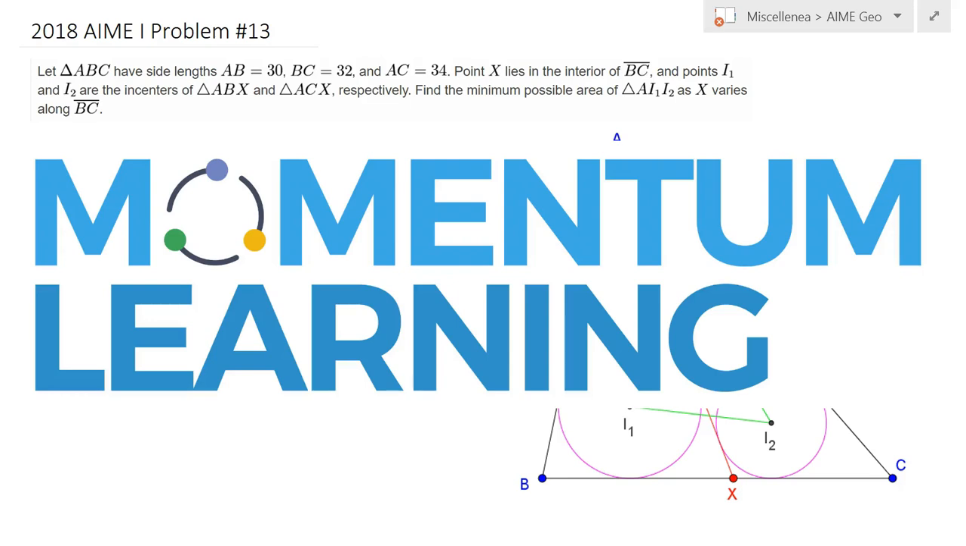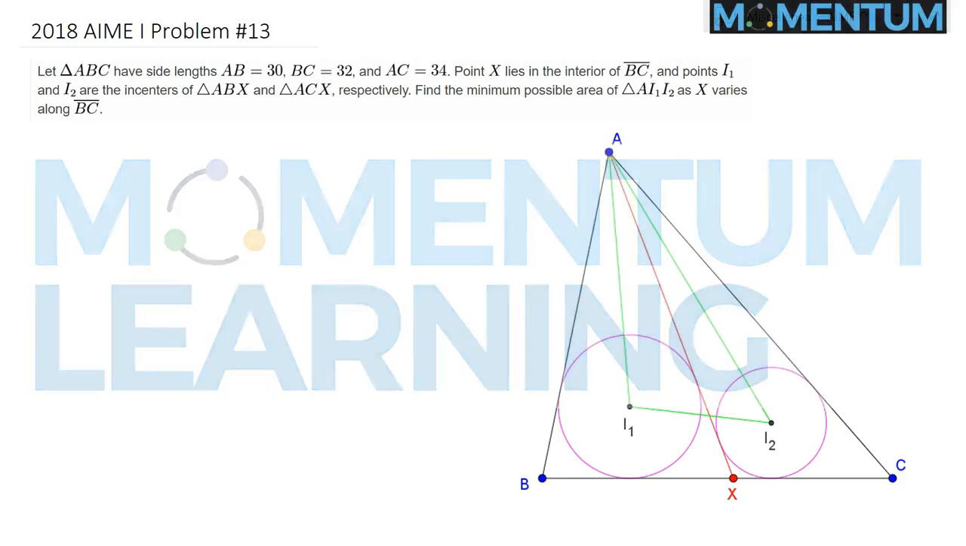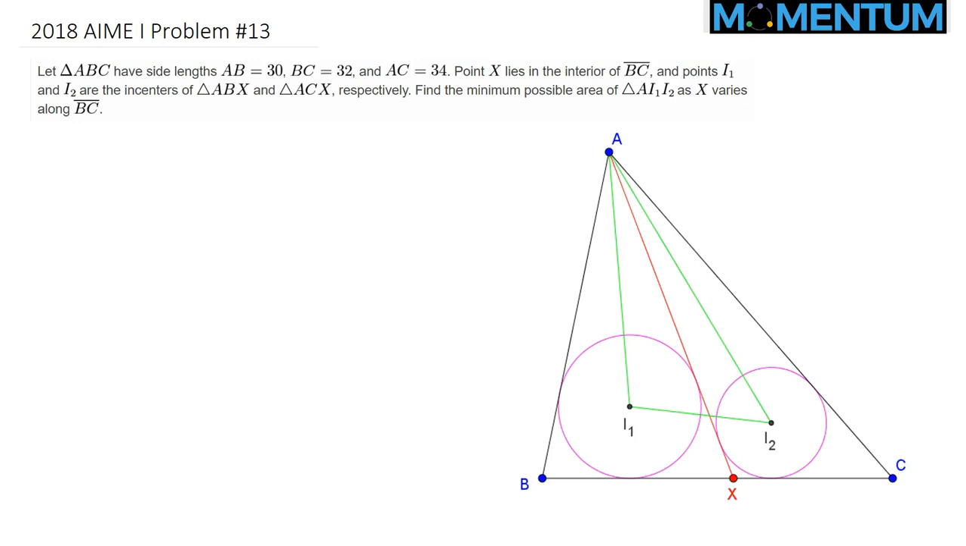This is 2018 AIME I problem number 13, and here is a view of this problem as well as a simple sketch right underneath the problem. We're given a triangle ABC with the following side lengths of 30, 32 and 34.